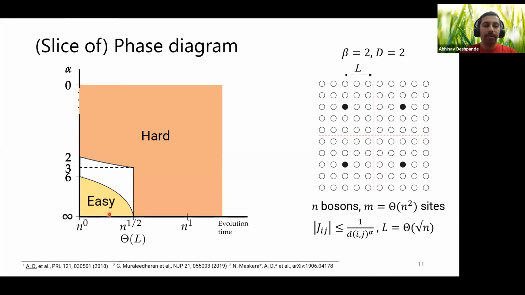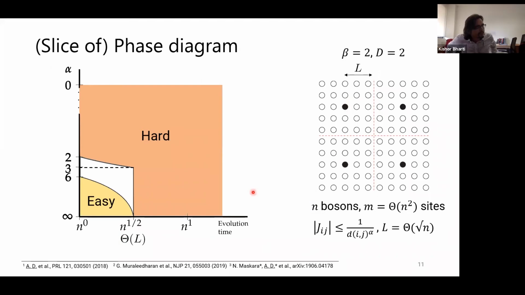So it's easy to understand this line, alpha going to infinity. What we are saying here is that as long as the time scale is smaller than sublinear in this interparticle separation, the problem is always easy. And that's fairly natural, because the particles essentially never see each other until this point in time.